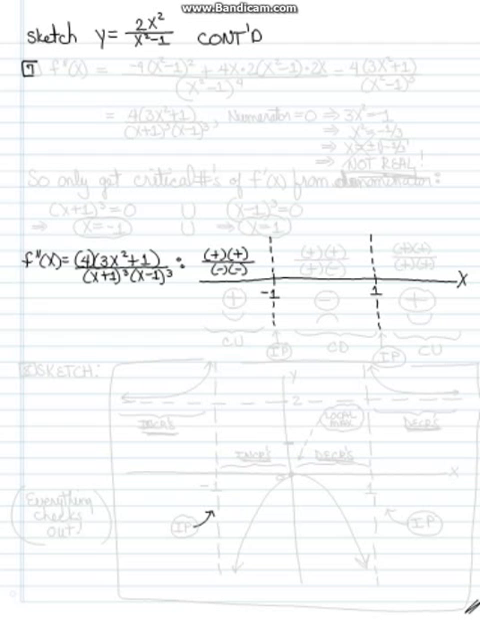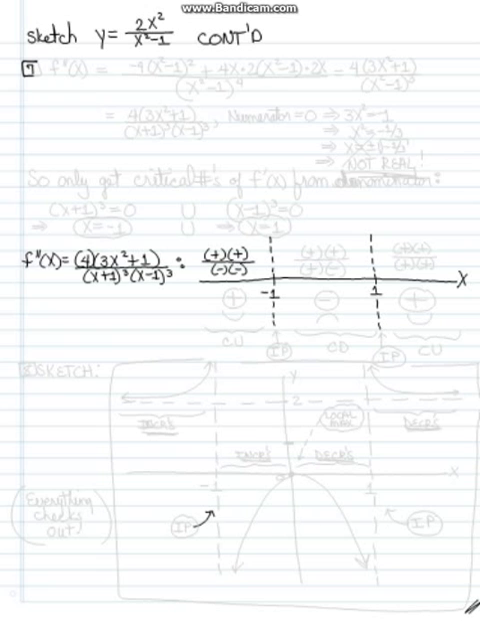Let's finish up this example where we're sketching y equals 2x squared over x squared minus 1. In the previous video, we found that the function was increasing from negative infinity to 0 and decreasing from 0 to positive infinity. We also noted in step 6 of the previous video that we did not have continuity of the function f near plus or minus 1, so we could not use the first derivative test for local minimum or maximum at x equals plus or minus 1.